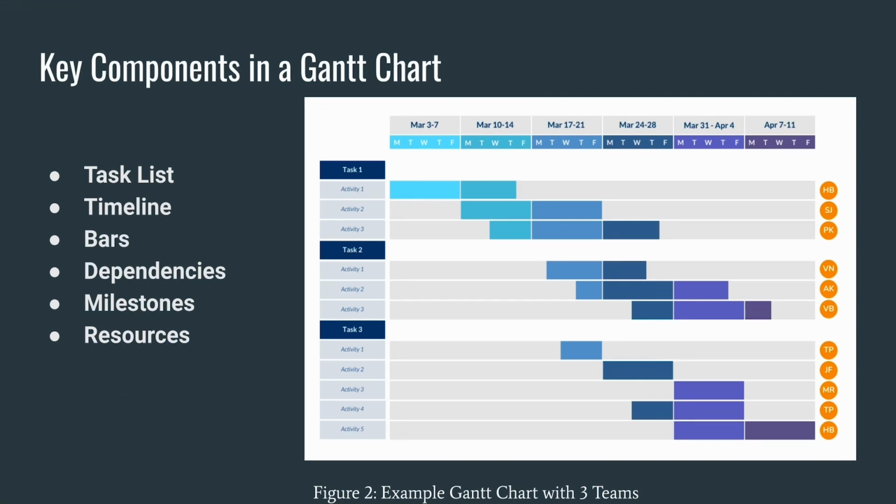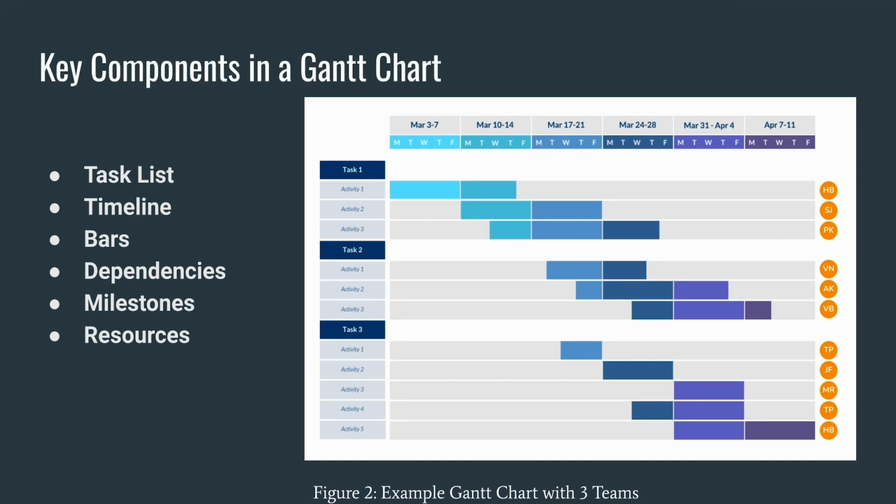Here are the key components in a Gantt chart. The task list is the foundation of the chart. It holds all of the activities or tasks required to complete the project. These tasks are listed vertically along the left side of the chart.